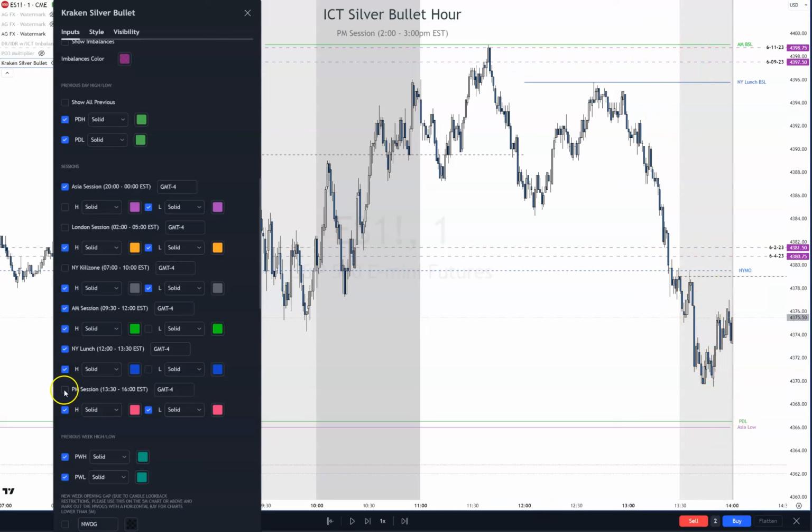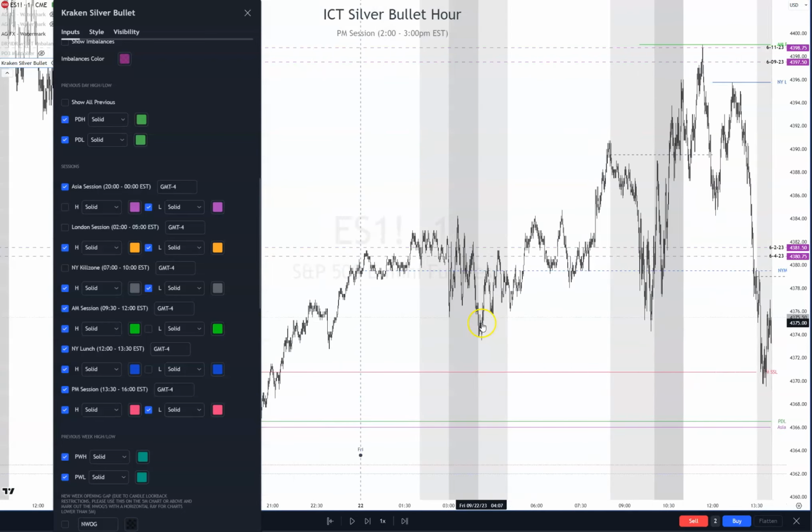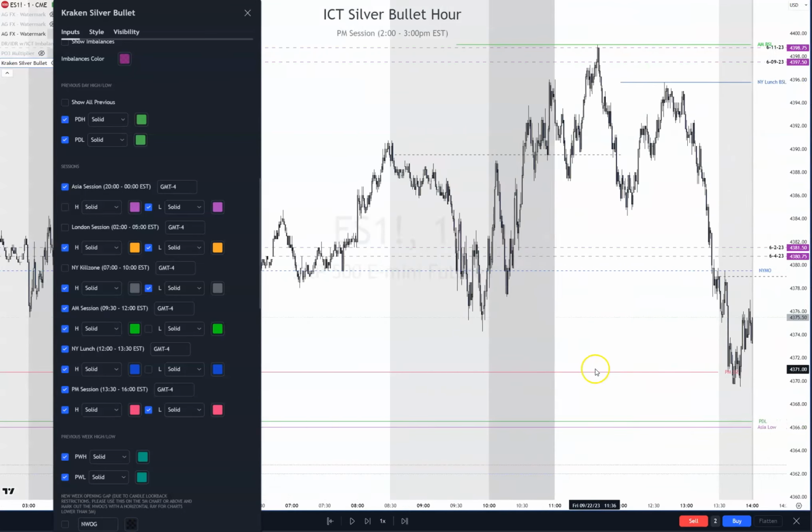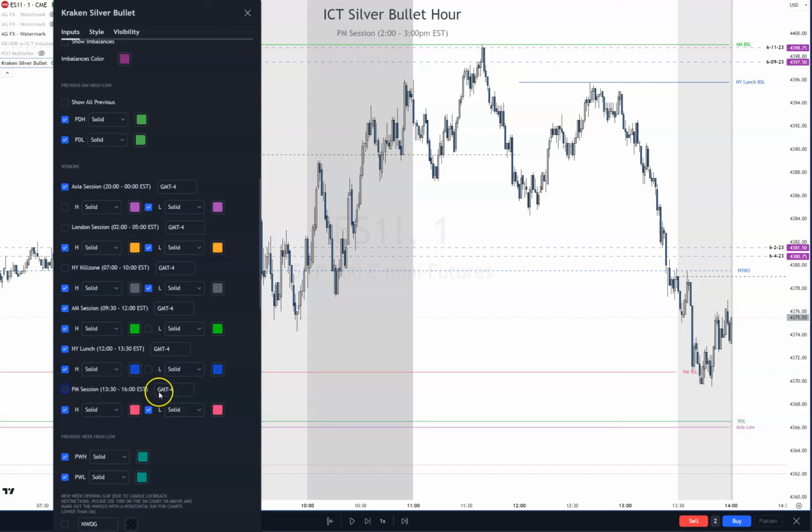So now we'll go with the PM session. This is from yesterday's PM session. See if it's even in this range. Here's the PM session, so we're just taking out the PM session right there, sell side, but it hasn't been taken out already. It was already taken out yesterday during the Asia session, so not really concerned with the PM session.